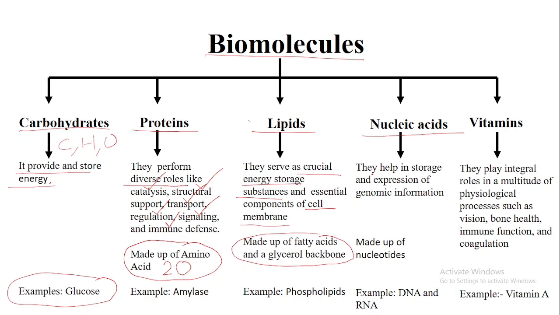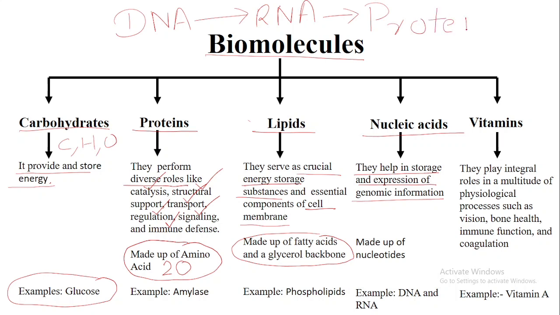Next is nucleic acid. Nucleic acids help in storage and expression of genetic, genomic information. Now you know the central dogma of molecular biology: DNA is copied into RNA and RNA is copied into protein. So DNA helps in storage and transfer of genetic information from generation to generation. RNA is expressed into protein and protein does all the functions in a cell. So nucleic acid is made up of nucleotides.